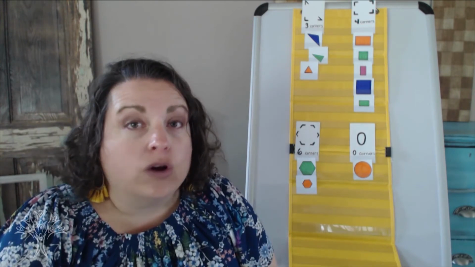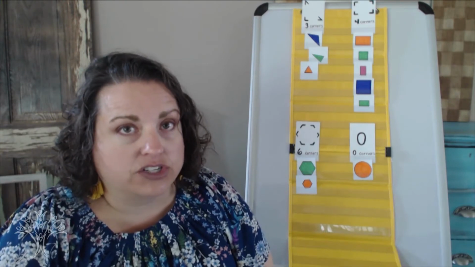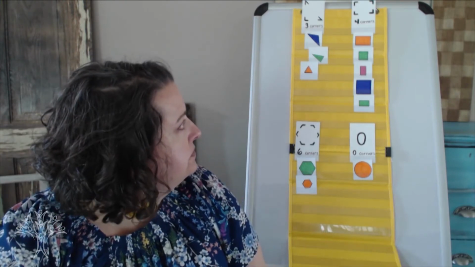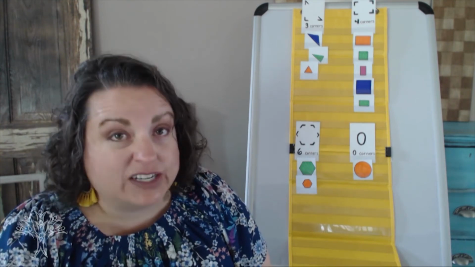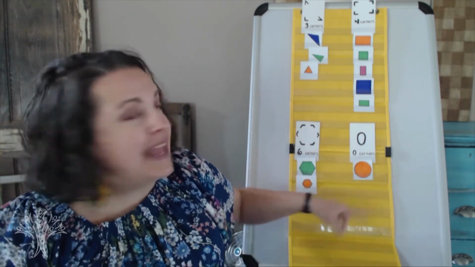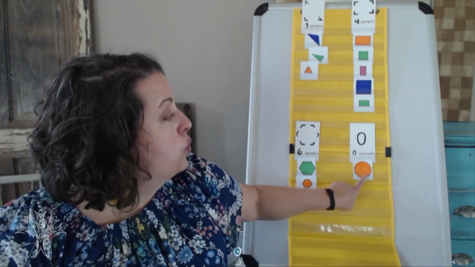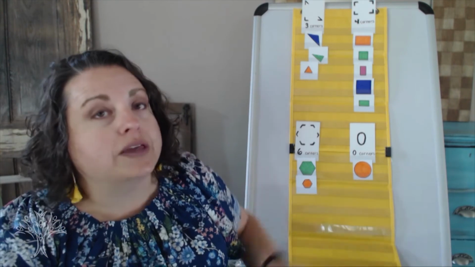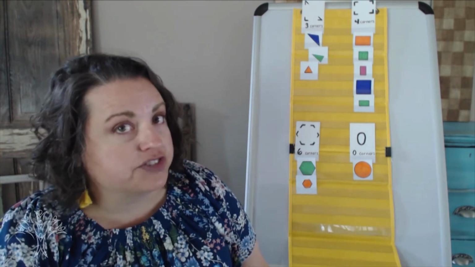Which category or which attribute had the least in our sort? If you said 0 corners, you're right. We had the least amount of shapes in that category. Today we only had 1 circle, so it was the least. Which category had the most or the greatest number of shapes?